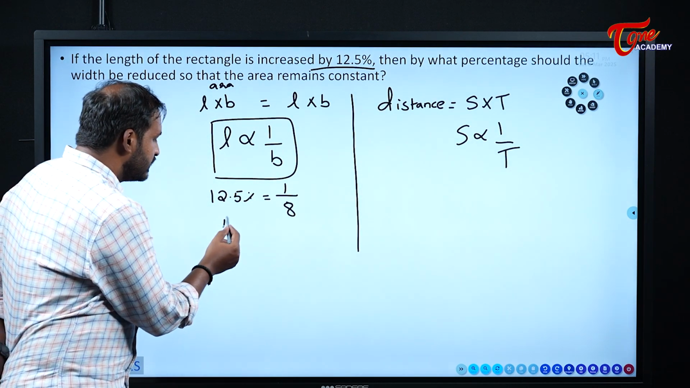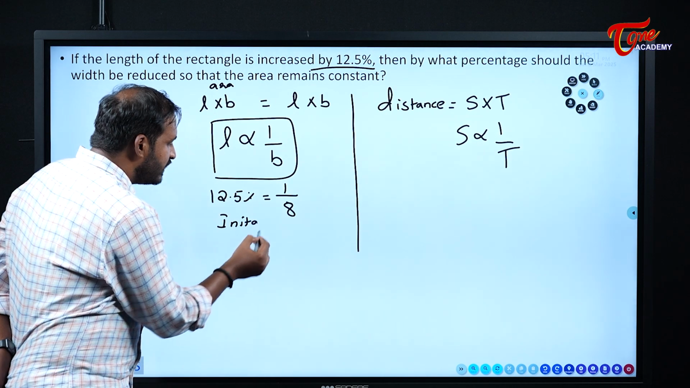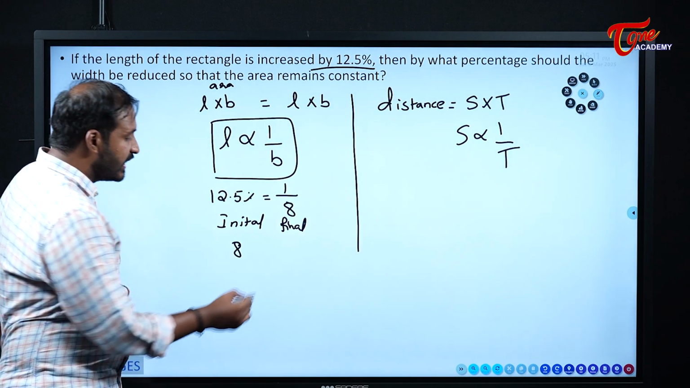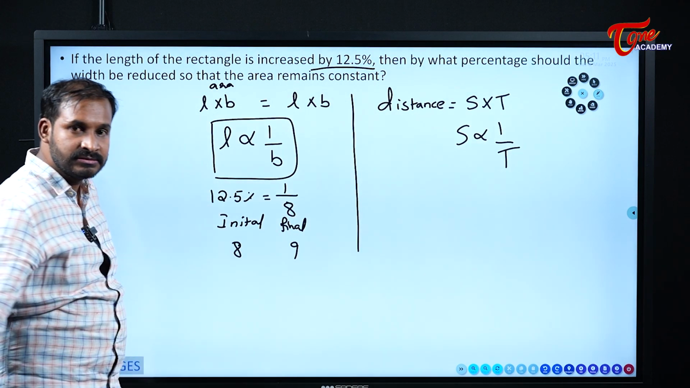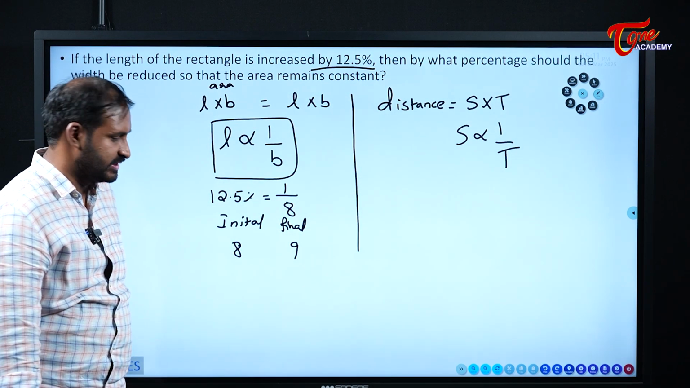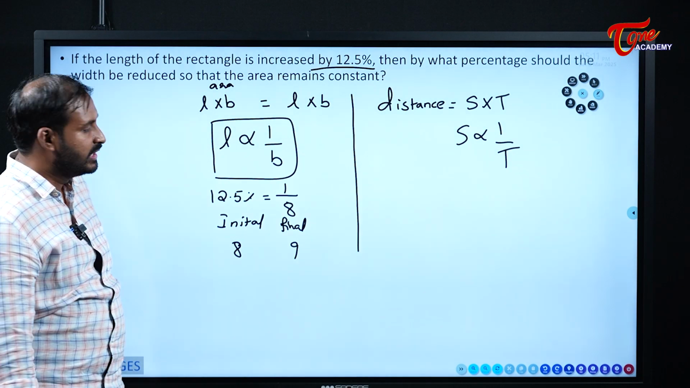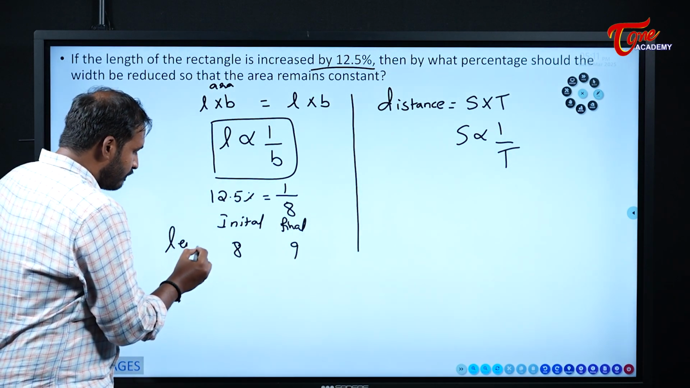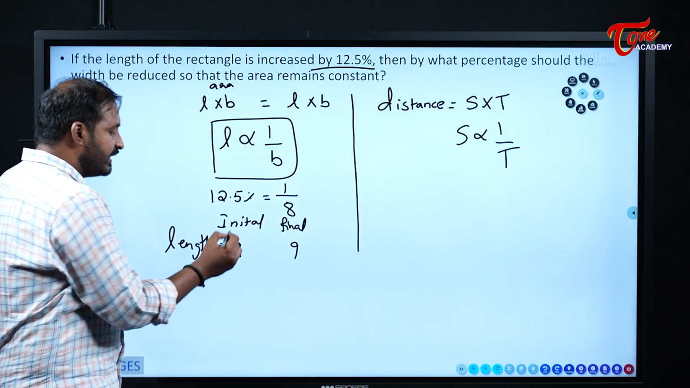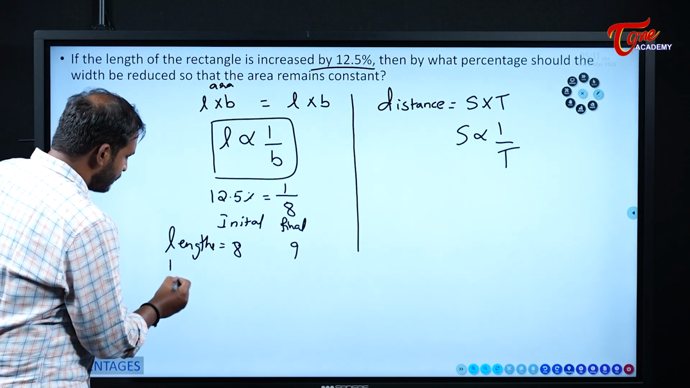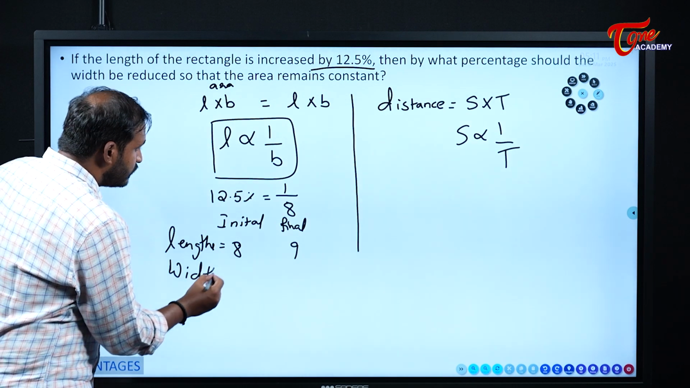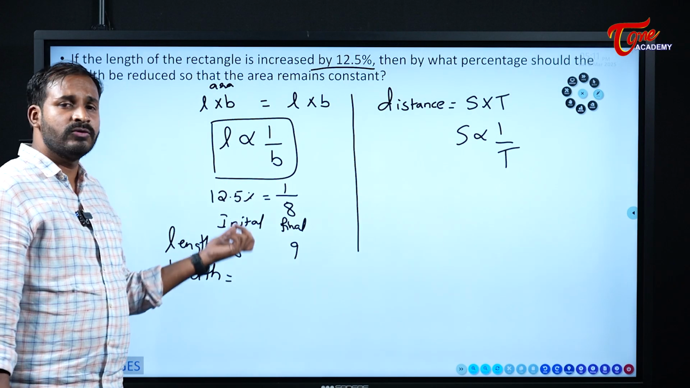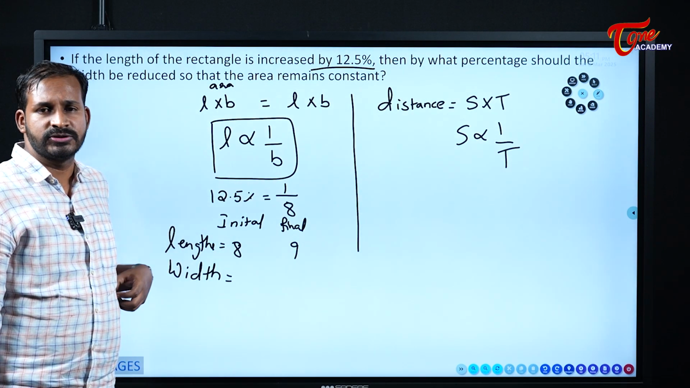Now that means initial length will become what for me? 8 parts. What about final length? It will become 9 parts. Why? Because it is increased, right? We have seen just now in different cases. So 8 parts and 9 parts. That means my length ratio is 8:9. What about width, length, breadth or width? Both are the same. So here we came to one conclusion that length should be inversely proportional to breadth.